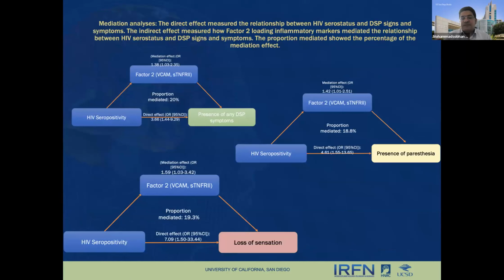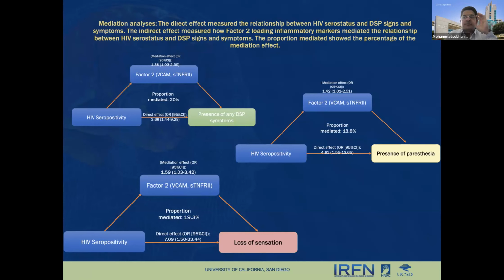So, since there was a significant interaction between HIV and DSP and factor 2, we tried to figure out whether factor 2 mediates the influence of HIV on DSP symptoms. And we ran the mediation analysis. In this test, the indirect effect measures how factor 2 loading inflammatory biomarkers mediated the relation between HIV serostatus and DSP signs and symptoms. So as you can see in these figures, this result shows that both the direct and indirect effects of the HIV on DSP were significant via the mediator.